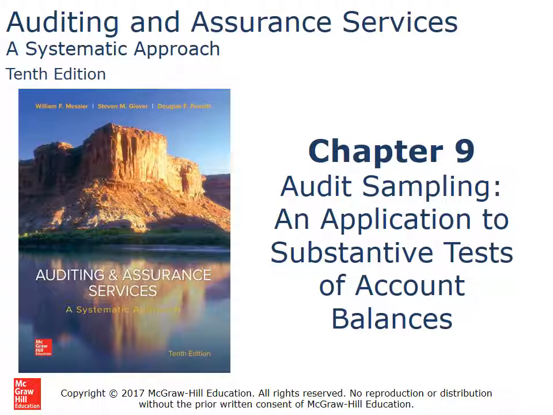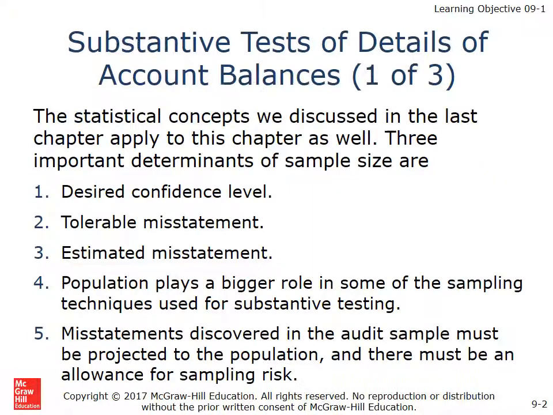In Chapter 9, we're going to continue the discussion about audit sampling, specifically looking at an application to substantive tests of account balances. Remember back in Chapter 8, the focus was on applications to tests of controls. Now we're off tests of controls, focusing on substantive tests. Substantive tests are where we're providing tests of details of account balances. The statistical concepts that were discussed in the last chapter will apply to this chapter as well.